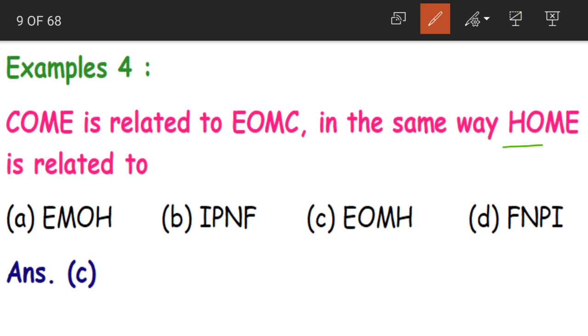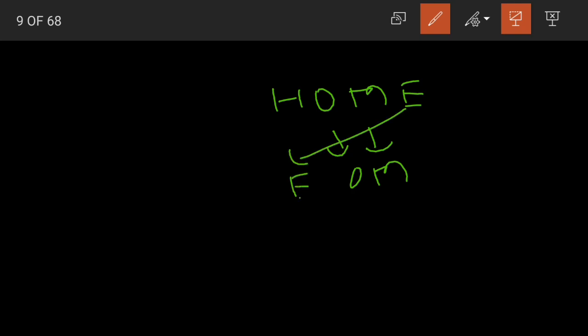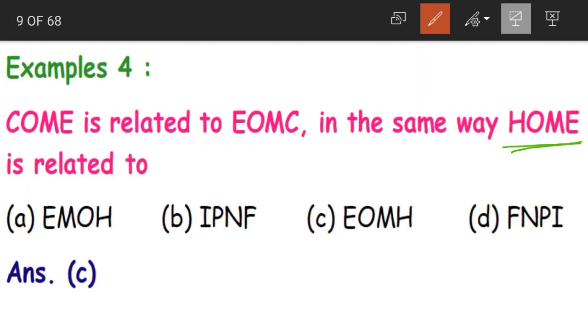In the same way, we have to find out for home. HOME. Again, the middle two letters will be the same. The first and last letters will be interchanged. H becomes the last one. E becomes the first one. EOMH. Where is our EOMH? Here, option C, EOMH is our correct answer.